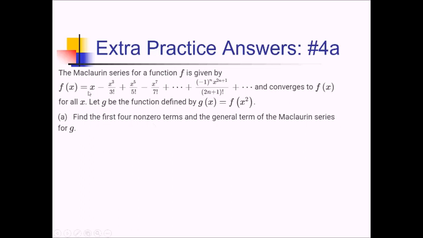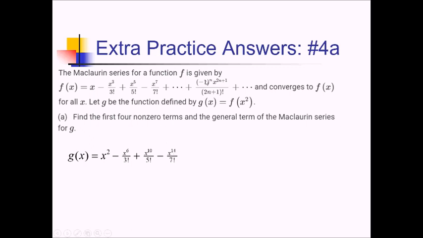Well, we've already got the Maclaurin series for f. To get the Maclaurin series for g, we just have to basically replace x with x squared in the f series here. So instead of x, we're going to have x squared in the beginning. And then this is going to be x squared cubed, which is going to be x to the 6th over 3 factorial. And none of the signs are going to change here. So we have minus there. This will now be plus x to the 10th over 5 factorial, minus x to the 14th over 7 factorial. And that's the first 4 non-zero terms.